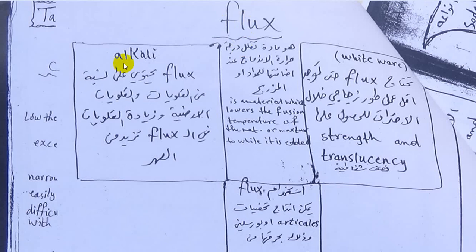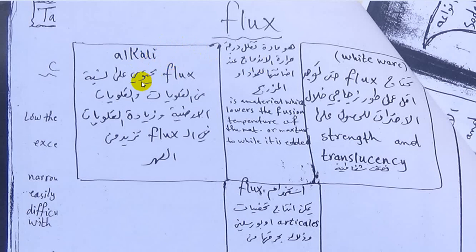As you can see here, the flux is going to be in the alkali. The flux is a substance that can increase the heat of fusion when added to the mixture or articles, meaning it raises the fusion temperature. When it is added to the mixture or any article, such as the alkali article or the white wares, white wares will be more plentiful where the flux is plentifully introduced.